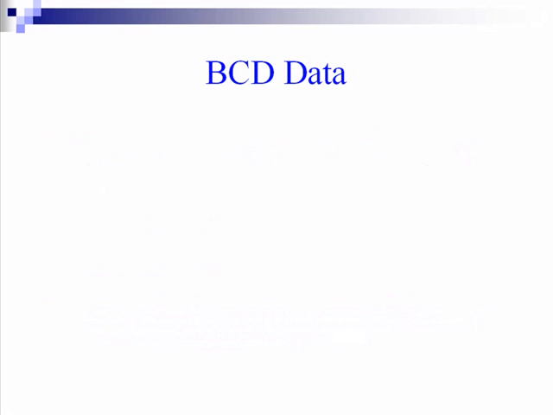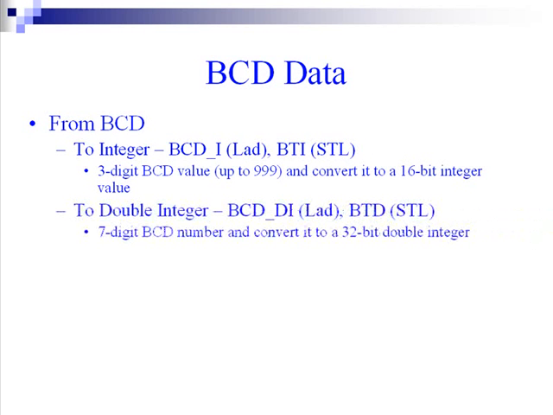If you are dealing with BCD data, there are 4 instructions that will be of use to you. You can convert from BCD to integer or double integer using the BCDI or BCDDI instructions. These instructions are also called the BTI and BTD in the statementless programming language. The BCDI instruction will read a 3-digit BCD value, up to 999, and convert it to a 16-bit integer value. The BCDDI will take up to a 7-digit BCD number and convert it into a 32-bit double integer.